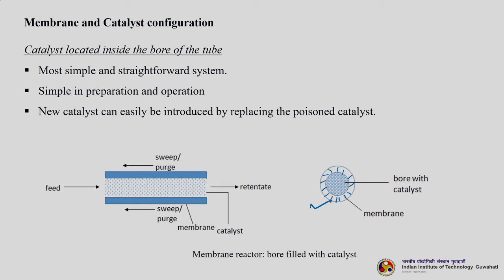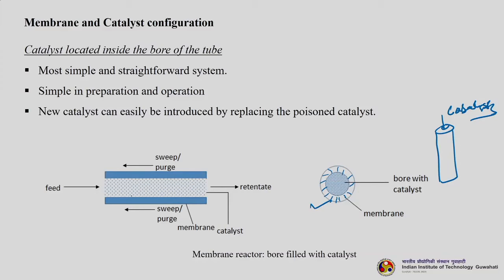Inside that hollow fiber, let us say this is a single hollow fiber, this total area is filled with your catalyst in a packed bed type of system, something like that you can just assume. It is a very simple and straightforward system, so it is very simple to prepare and operate. New catalyst can be easily introduced by replacing the poisoned catalyst. You can just remove the poisoned catalyst because it is just packed inside, with no permanent attachment.